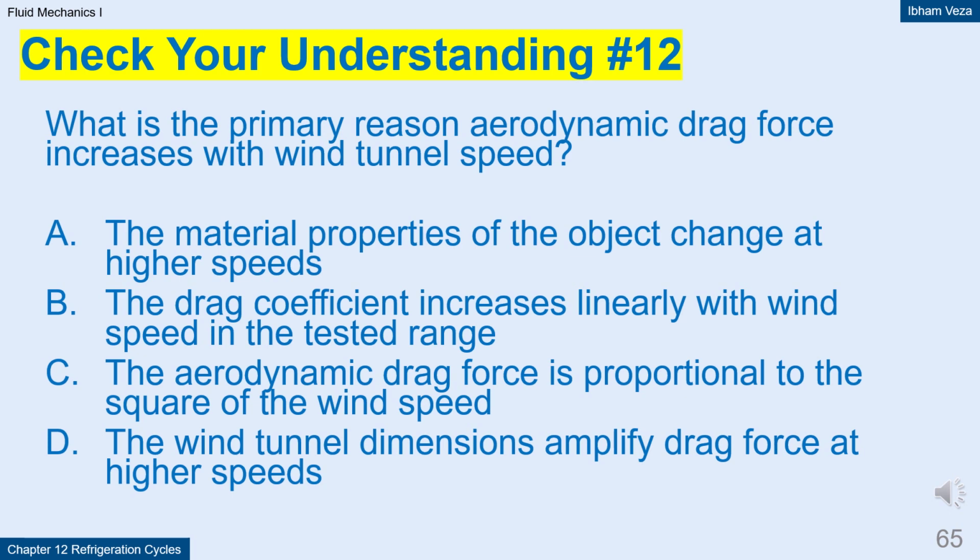Explanation. A. Incorrect because material properties are not affected by wind speed in this context. B. Incorrect because the drag coefficient typically remains constant for a given object at steady flow conditions, while drag force increases quadratically with speed. D. Incorrect because wind tunnel dimensions do not directly amplify drag force. The increase is due to the square relationship with wind speed.